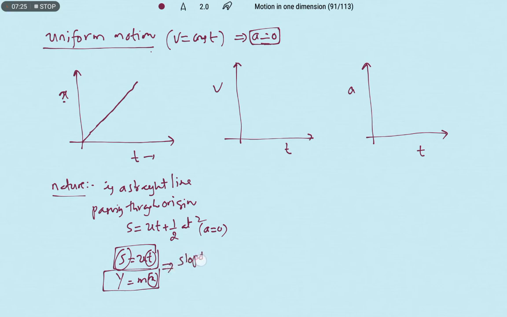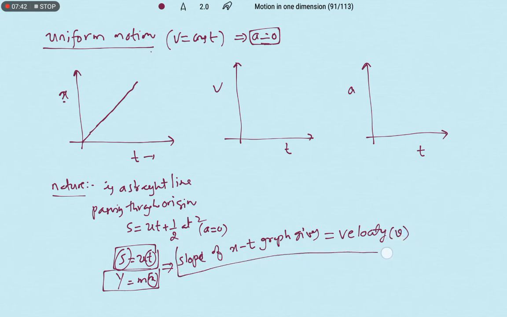Slope of the xt graph, the position time graph, gives the velocity of an object. It is a very important point. So in graphical analysis, if the position time graph is given to you, we can find out the velocity of an object with the slope of the graph. So with the help of the slope of the graph, we are going to find it.